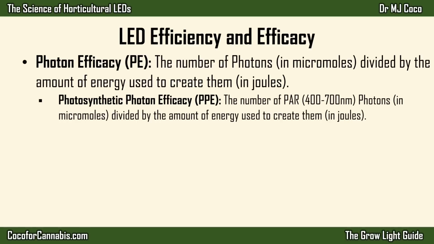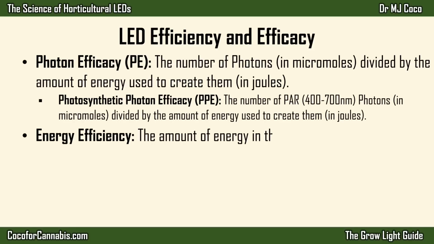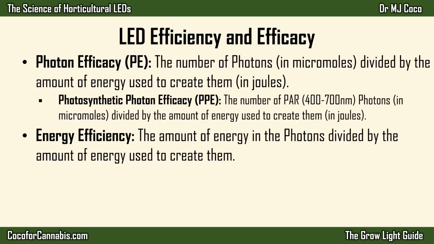As we discussed, each photon within the PAR range contributes about the same to photosynthesis, so we just count them. However, in physics, we understand that different photons have different amounts of energy. The amount of energy is proportional to their wavelength. Shorter wavelength photons have more energy than longer wavelength photons. For example, there's more energy in a blue photon than a red photon. So to measure energy efficiency, we need to account for the amount of energy in the photons. Energy efficiency is the amount of energy in the photons divided by the amount of energy used to create them. Energy efficiency is expressed as a decimal or percentage.